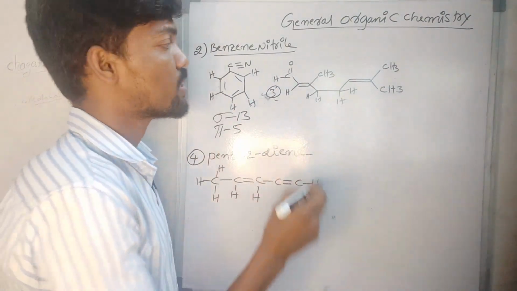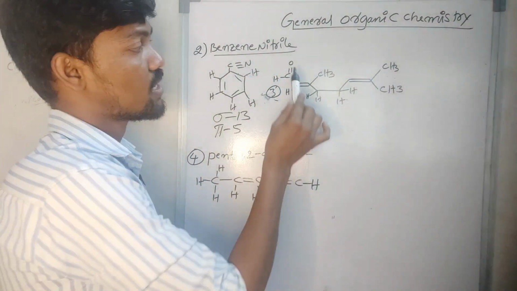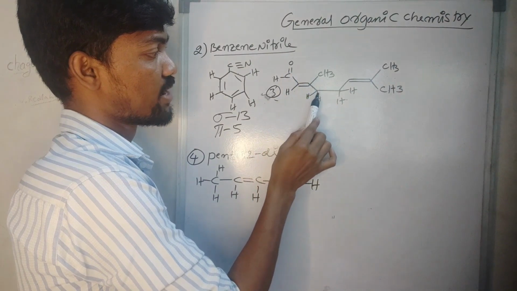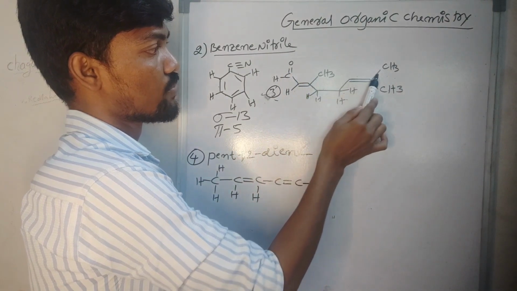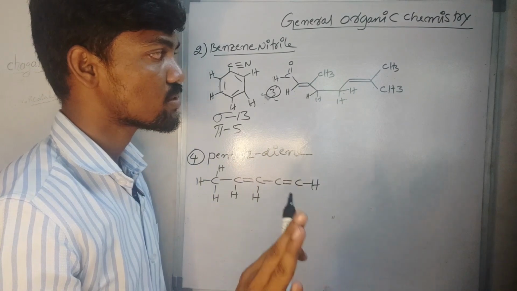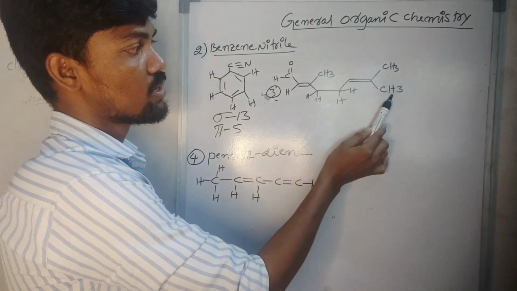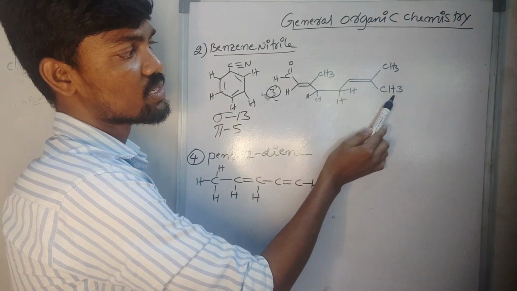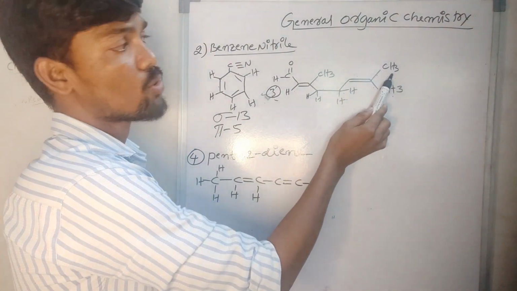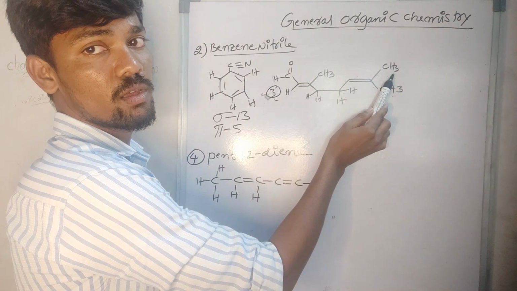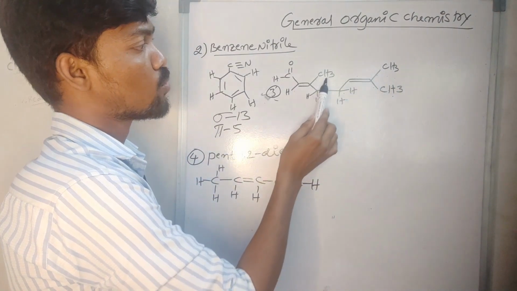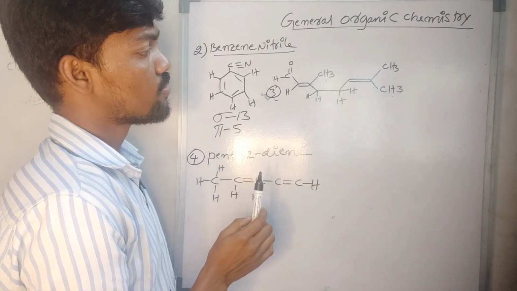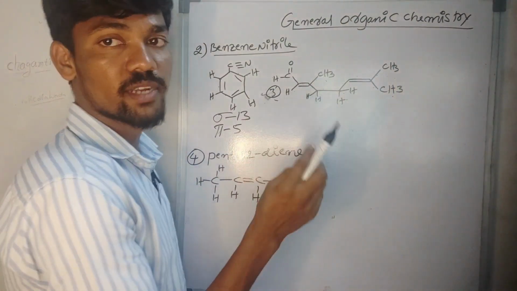Next, coming to this compound. Now tell me how many sigma bonds are there. Here 1 will be there. Then 1, 2, 3, 4, 5, 6, 7, 8, 9, 10, 11, 12, 13, 14, 15, 16. Sixteen is over. These 3 hydrogens attach with single bonds. 16 plus 3 is 19, 19 plus 3 is 22, 22 plus 3 is 25. Is it correct?